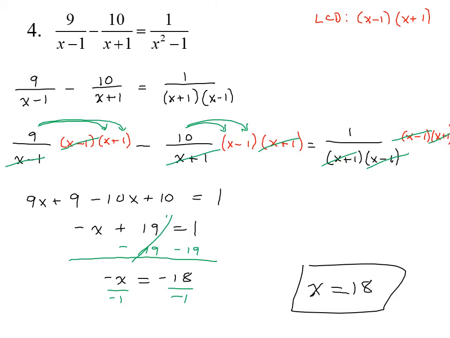Again, that's an okay answer because the only thing that would make the denominators equal 0 would be either 1 or negative 1. And we didn't get that answer. So 18 is good. By the way, if you want to, you can plug these numbers back in. I do suggest if you do that, use the calculator. Type the left-hand side in, 9 over 18 minus 1, which is 17, minus 10 over 18 plus 1, which is 19, should be equal to something. And then you type in 1 over 18 squared minus 1, and you should get the same answer.